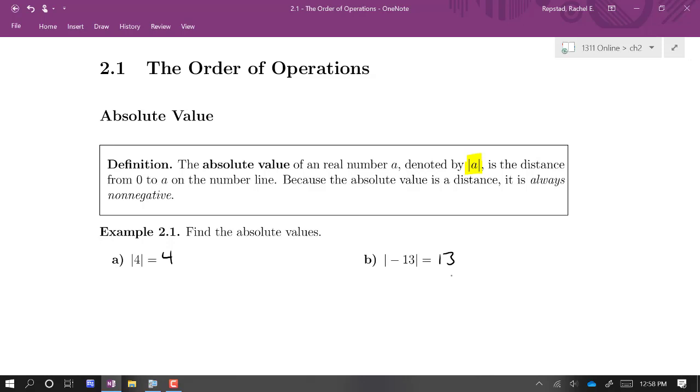A lot of the time people think of absolute value as just, whatever number's inside, make it positive. And that suffices as long as you're just looking at a single number inside the absolute value. We'll look at things a little bit more involved in a bit.